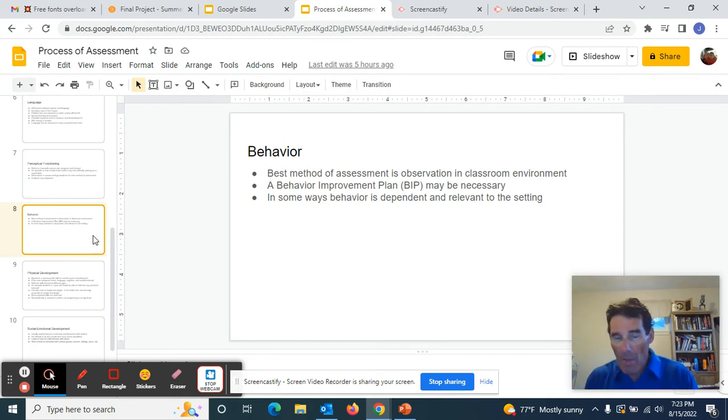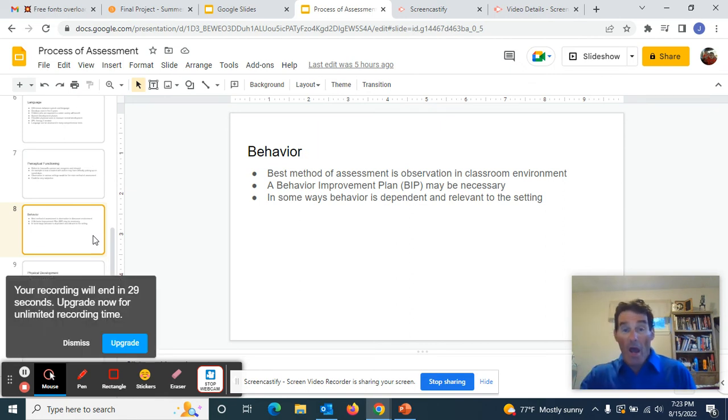Behavior is another method. And if it seems like I'm rushing, I'm trying to get this all in with a time limit. The best method of observation is behavior in a classroom or whatever environment the child is in most often, which could be several environments. A behavior improvement plan or a BIP may be necessary. In some ways, behavior is dependent upon and relevant to the setting. So kids will behave differently in school than they do at home sometimes. It all depends. Let's move on. I'm almost finished here.